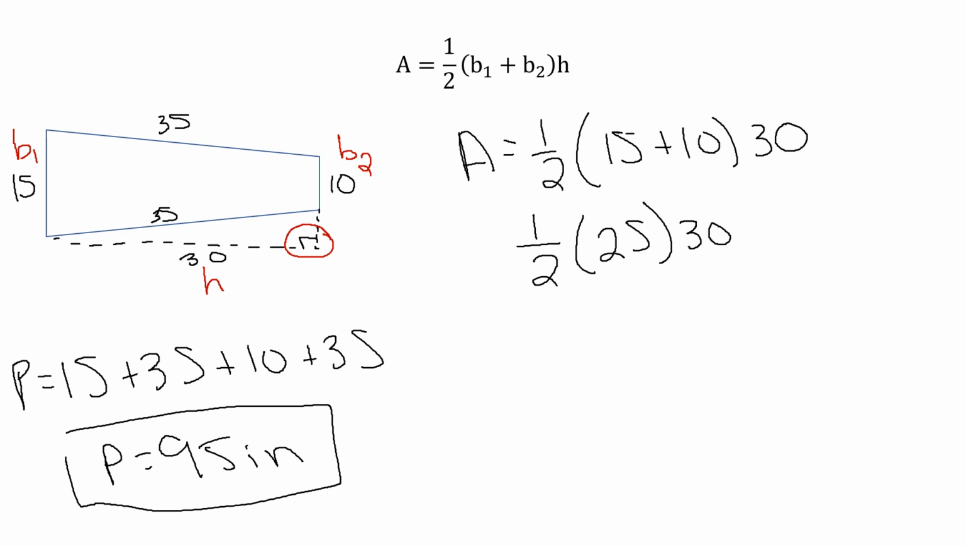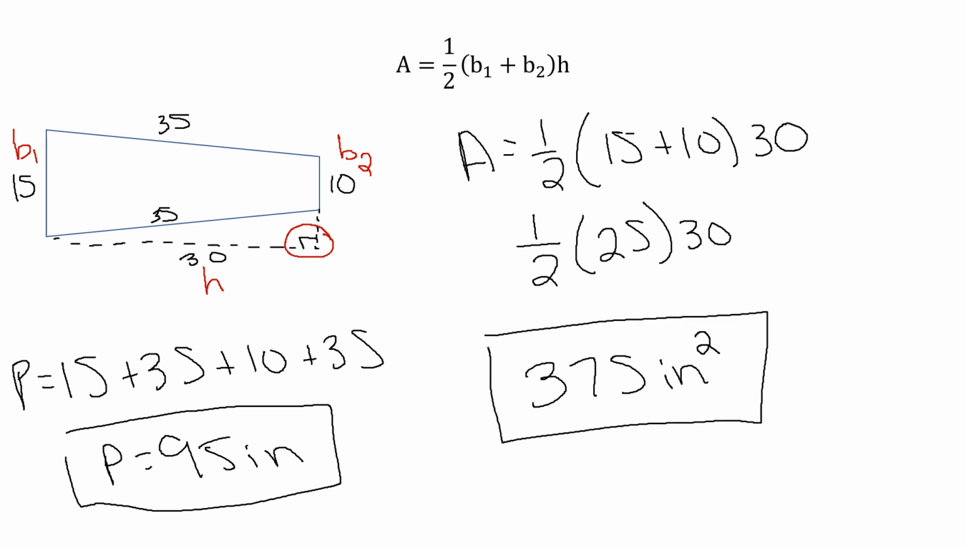And I'm going to just type this in my calculator. 1/2 times 25 times 30. I typed in 3. And that's going to give me 375. And if it's inches, because it's area, two-dimensional, it's squared. All right, so what you need to pay attention to is what direction your trapezoid is drawn. Remember, your bases are the parallel sides, and then your height is going to go from base to base.